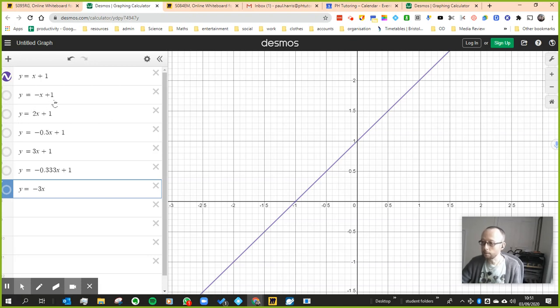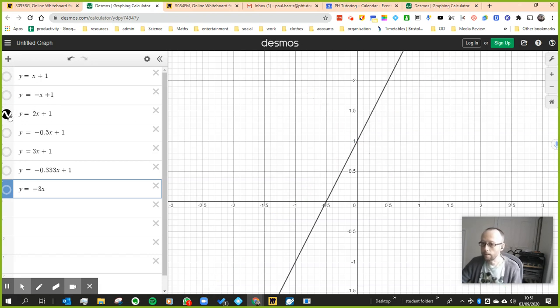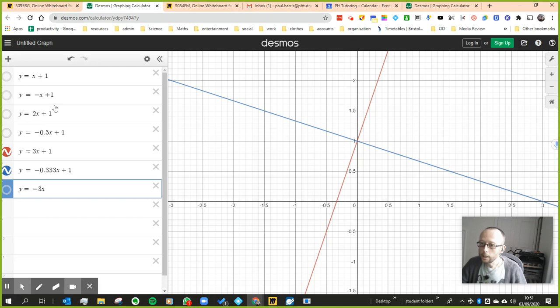It's the perpendicular lines that were the tricky ones. We found out that those two are perpendicular. We found out that these two are perpendicular and that these two are perpendicular. So first of all, we notice there's a pattern here. The first bit of pattern we should notice is that if it's got a positive gradient, the perpendicular gradient will be negative. So that was plus 1, negative 1, plus 2, negative 0.5, plus 3, negative 0.3 recurring.